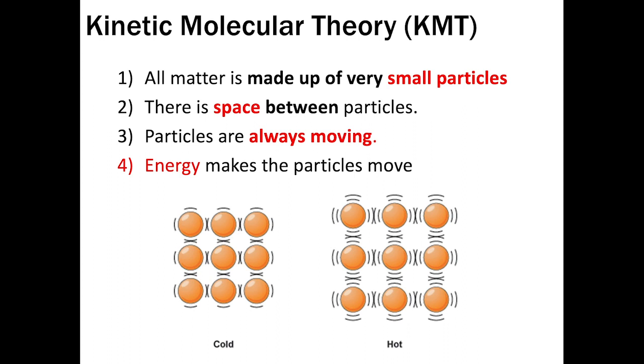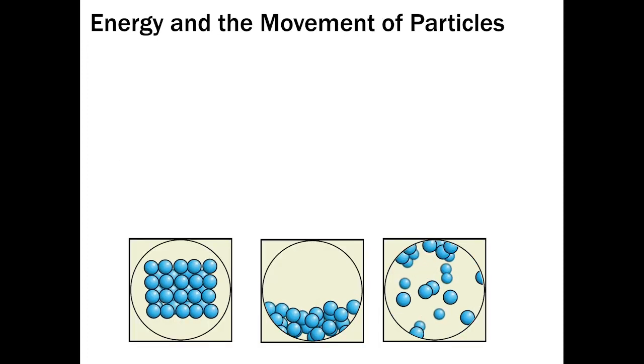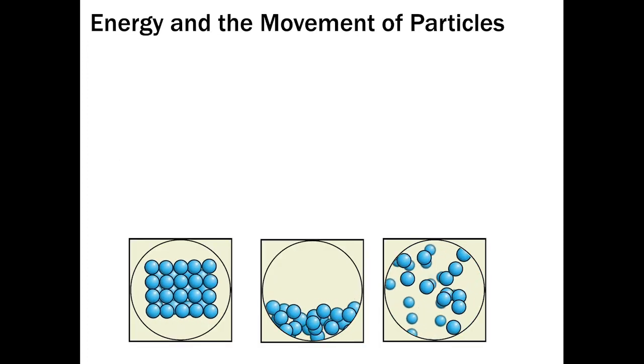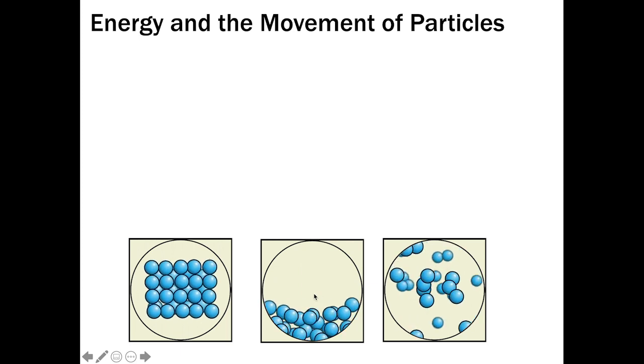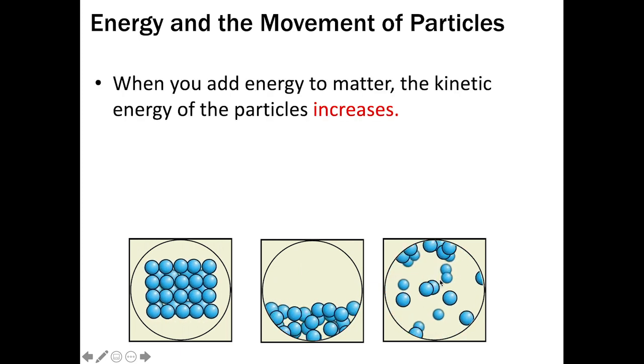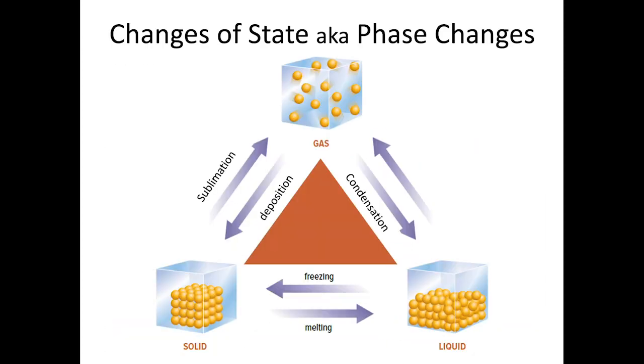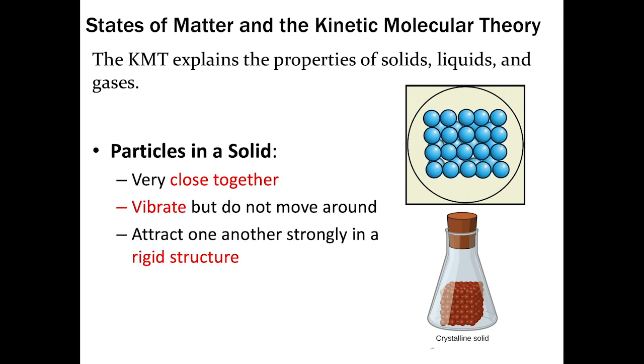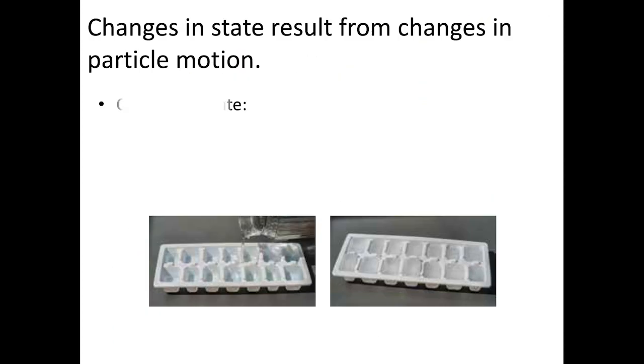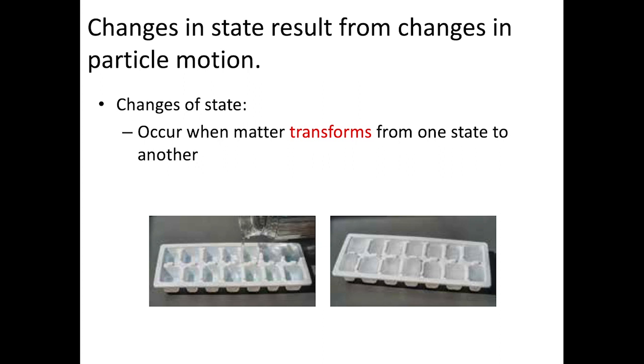Heat energy is one of the things that makes the particles move, but energy in general can cause these particles to move, which is how we get changes in state, moving from a solid to a liquid to a gas. Changes of state occur when matter transforms from one state to another. So when something moves from a liquid to a solid, that's a change of state. Liquid water to solid ice is an example.